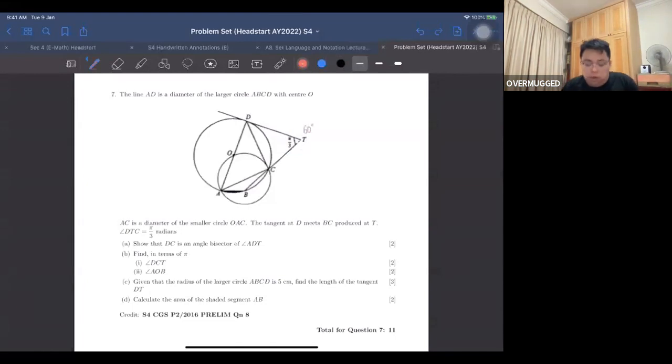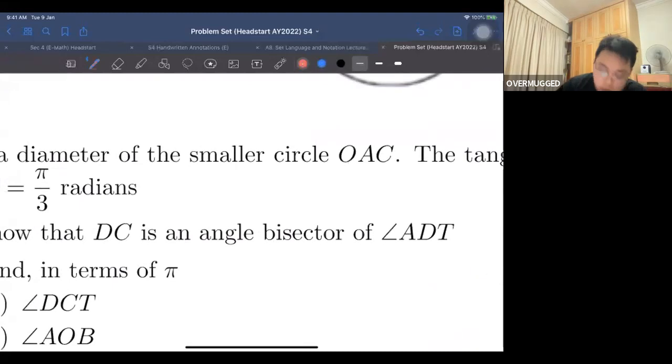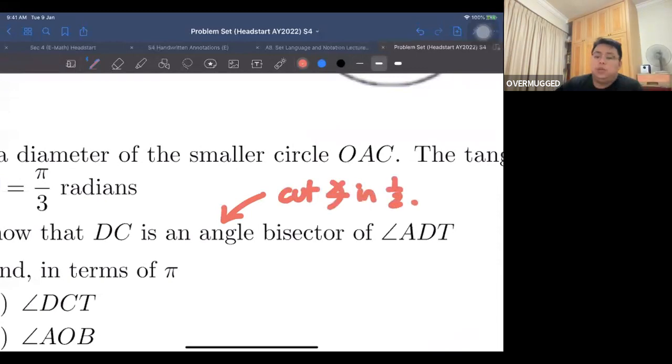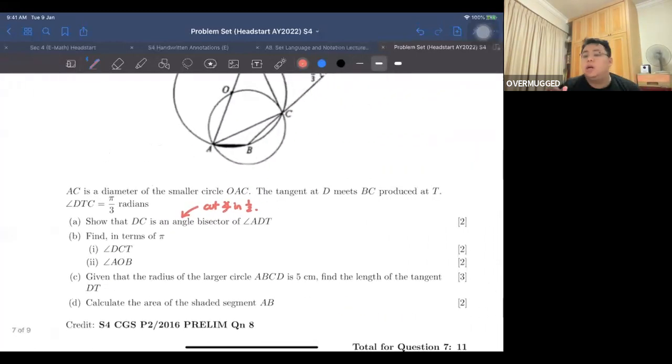So let's start the question officially. You need to show that DC is an angle bisector of ADT. So what does this mean? Angle bisector is an important concept because we need to know the definition of an angle bisector. It's the same thing for a perpendicular bisector. What is the definition of an angle bisector? If you don't know, you cannot do the question. The definition is that it will cut an angle in half. It's the same for a perpendicular bisector, which cuts a line exactly in half.